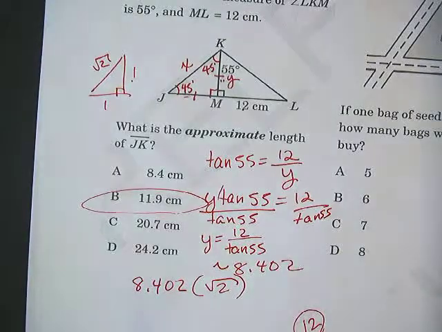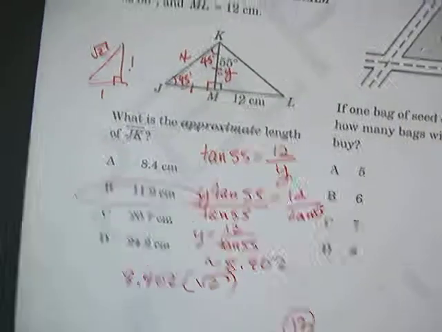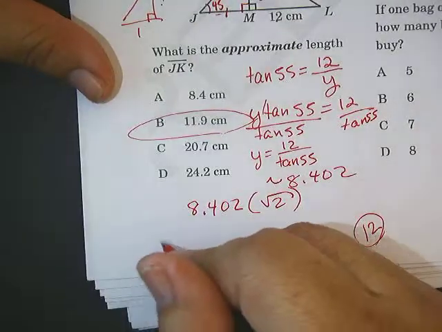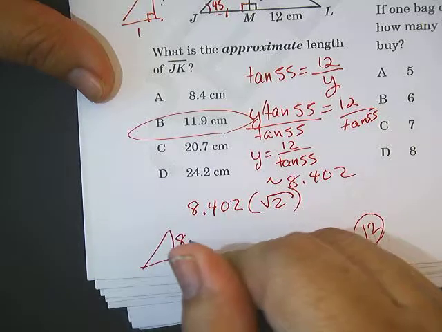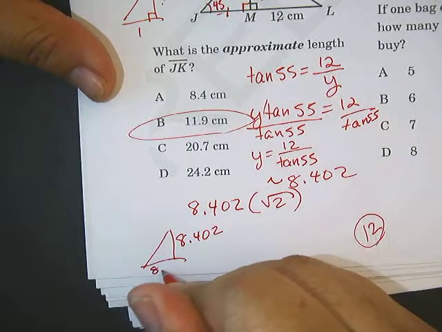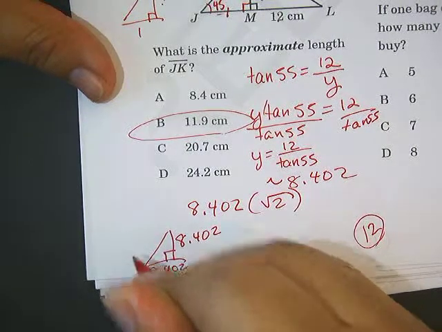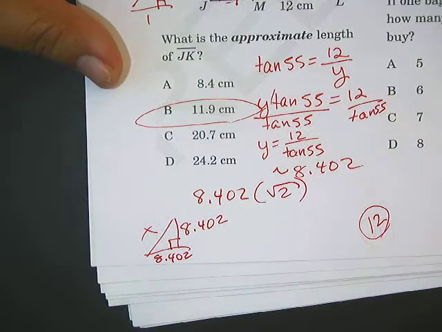Now let's say you're like, oh, I don't like those special triangles. What else could you have done? You could have drawn a triangle, done 8.402, 8.402, x, and you could have done the Pythagorean theorem, and it would have worked just fine.